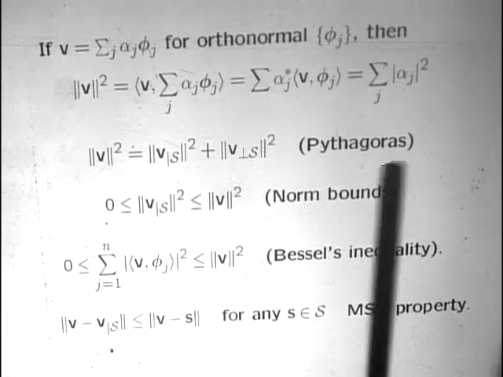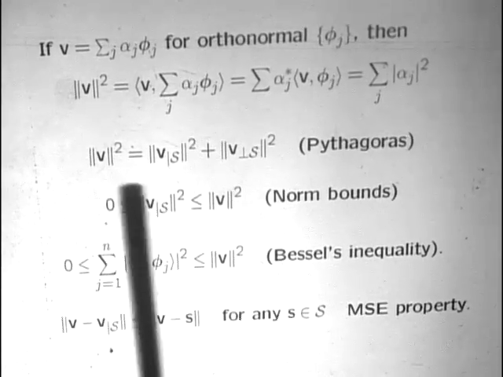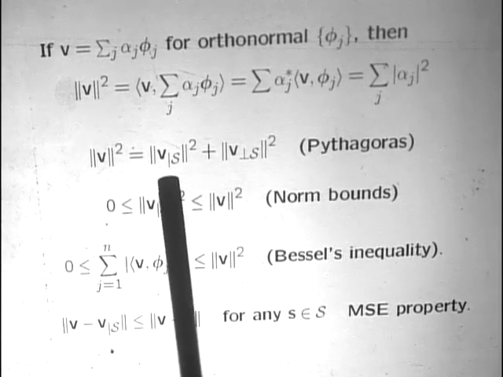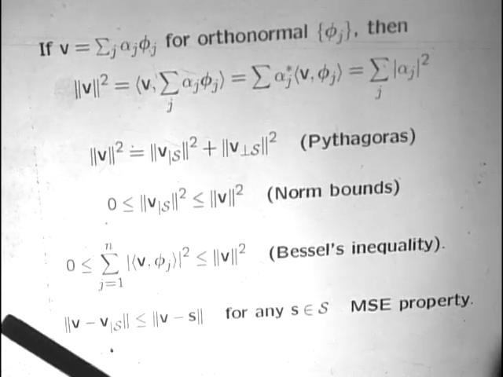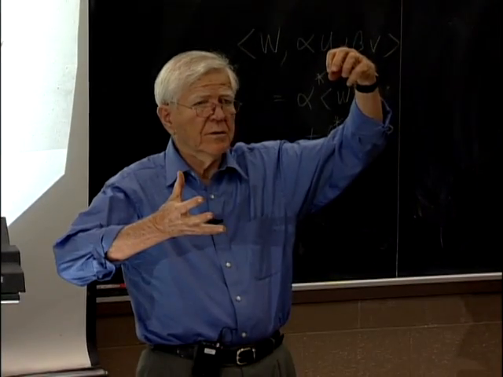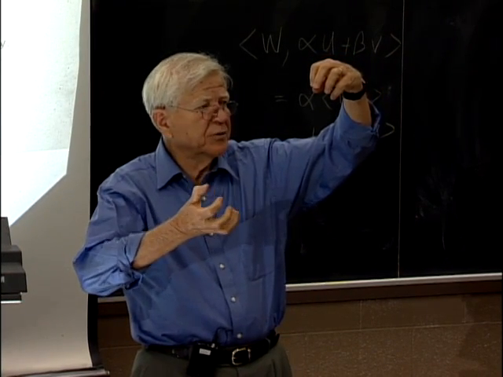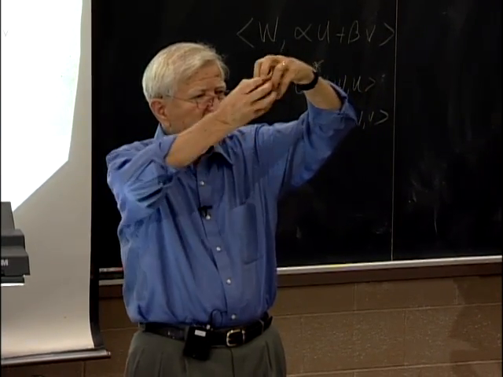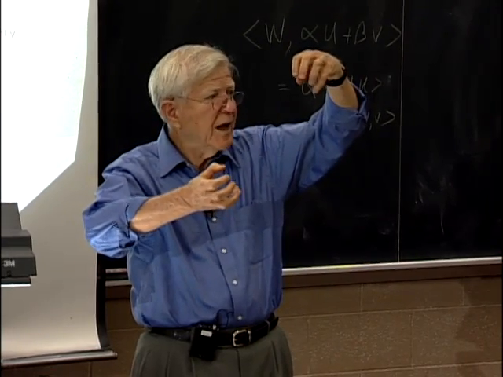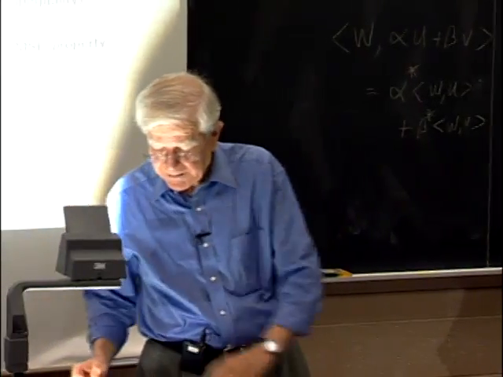Okay, we still have the Pythagorean theorem, which in this case says that the norm squared of the vector V is equal to the norm squared of the projection plus the norm squared of the perpendicular part. In other words, when I start to represent this vector outside of the space by a vector inside the space, by this projection, I wind up with two things. I wind up both with the part that's outside of the space entirely and is orthogonal to the space, plus the part which is in the space.